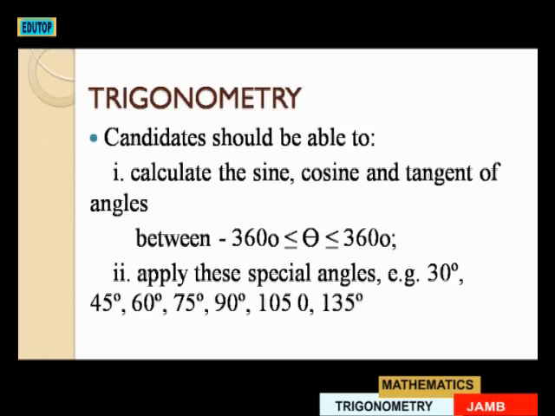The next topic is trigonometry. In trigonometry, candidates should be able to calculate the sine, cosine, and tangent of angles when theta lies between minus 360 degrees and 360 degrees. Point number 2. Apply special angles, e.g. 30 degrees, 45 degrees, 60 degrees, 75 degrees, 90 degrees, 105 degrees, 135 degrees to solve simple problems in trigonometry.